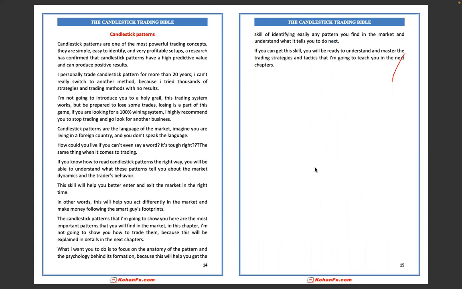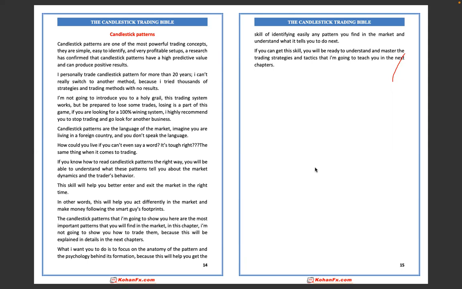Now let's go to candlestick patterns. So we are done with candlestick anatomy. You should know the opening price, the closing price, the low, and then the high. And you know that if it has a long body, it indicates strong selling or buying pressure. If it has a short body, that is weak selling or buying pressure. If it has a long wick, we have spoken about that.